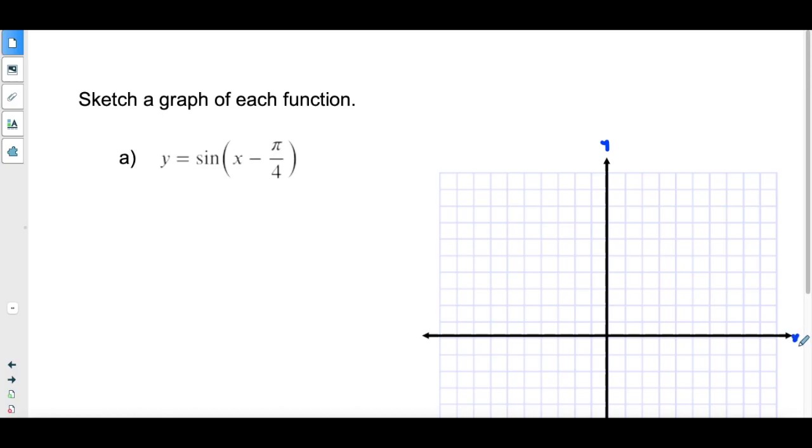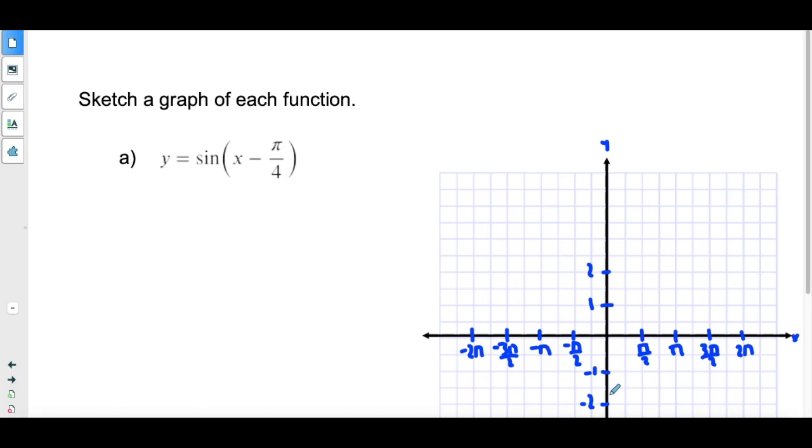Whenever I'm sketching a graph of y is equal to sine x, I always like to go up or down by pi over 2 on my x-axis. Just because I find it's a really convenient scale to use. Okay, and now I'm going to include a scale for my y-axis as well.